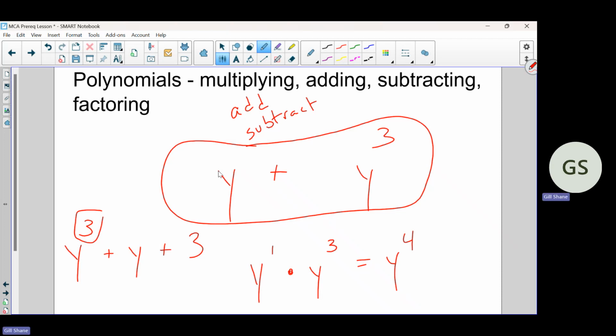Oh, one other thing about a polynomial, you cannot have a negative exponent. If it's a negative exponent, then we don't consider it to be a polynomial.